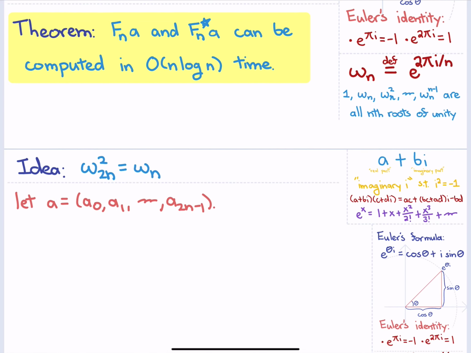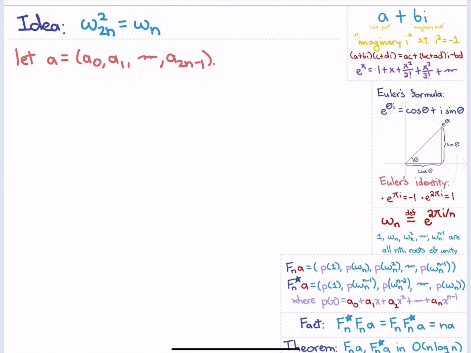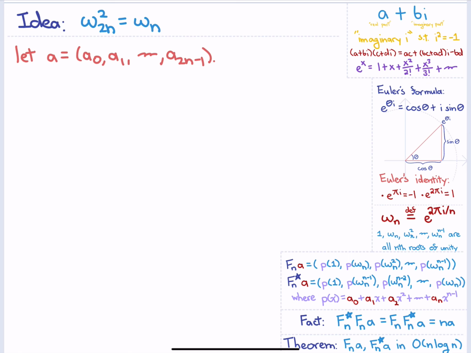Okay, so where do we start? Somehow, these things come down to these simple ideas. The most important thing that we're going to leverage is the simple fact that the 2nth root of unity, if I square it, I get the nth root of unity.